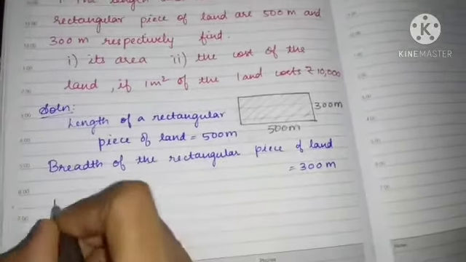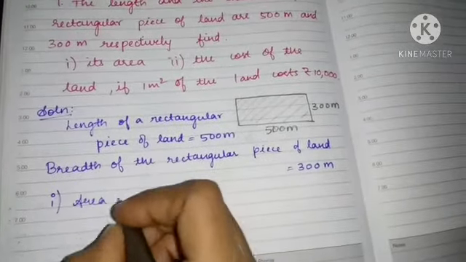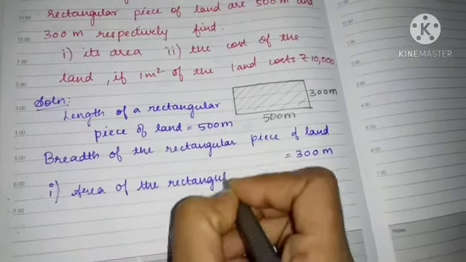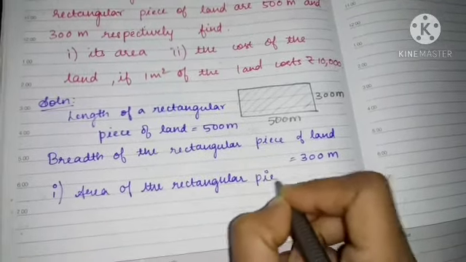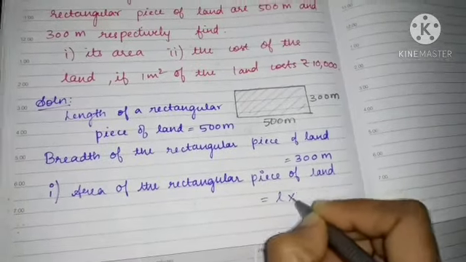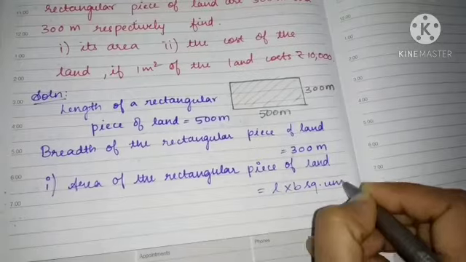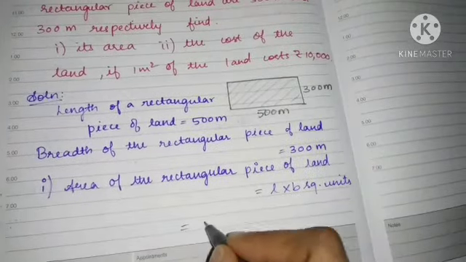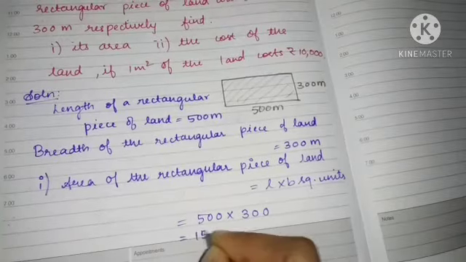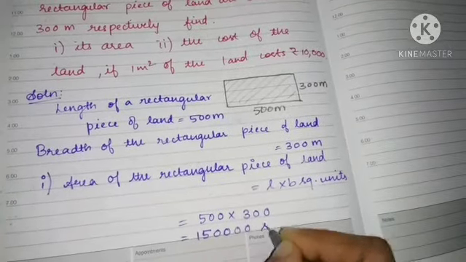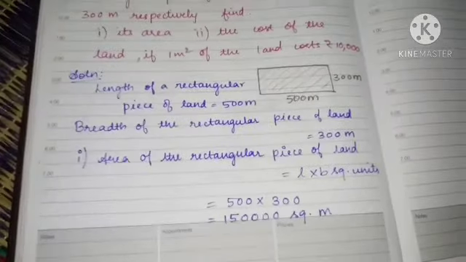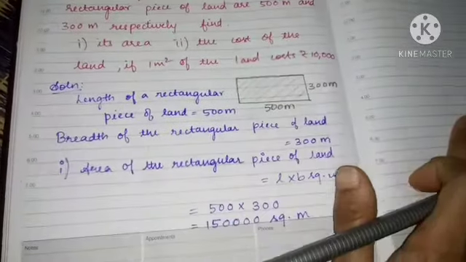So now first question, area of the rectangular piece of land, right? That we have to find. What is the formula? L into B square units. Correct? So what is L here? 500. Breadth is 300. 5 3s are 15, 0 0 0 0, so 150,000 square meter. Okay, so this is the area of this rectangular piece of land.